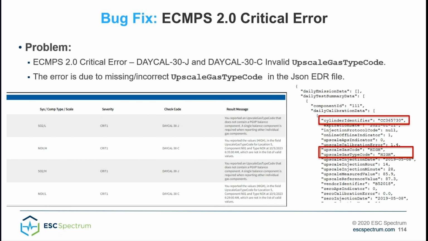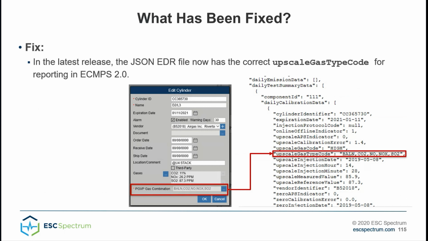We ran into a critical error testing importing with the schema that we had in 7.4, and this was the error decal30J and decal30C missing upscale gas type codes. So we weren't properly reporting this in the JSON EDR file. So in 7.4 we include that in the record. We can kind of see that here, and that resolves that critical error when trying to evaluate the EDR.